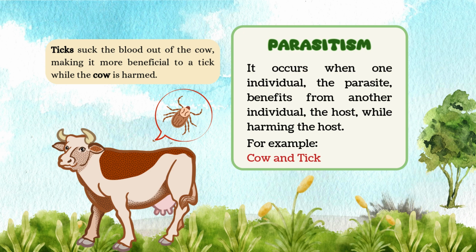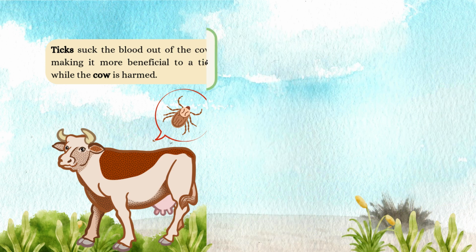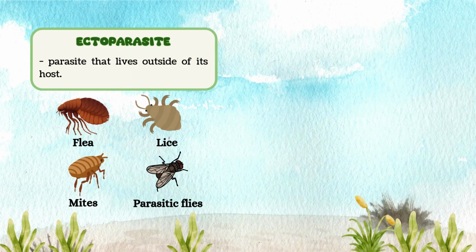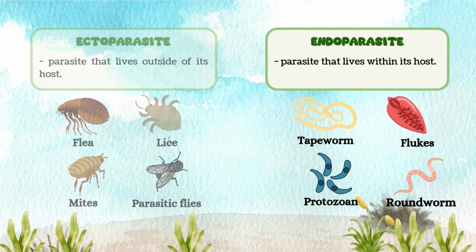And parasites are divided into two classifications. The first one is the ectoparasite, which is a parasite that lives outside of its host. Common examples are fleas, lice, mites, and parasitic flies. The second one is the endoparasite, which is a parasite that lives within its host.